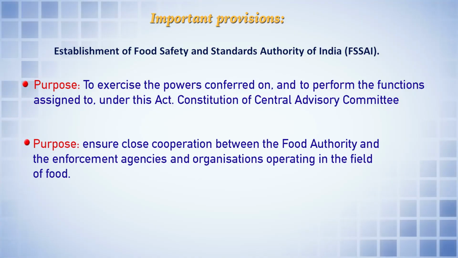Then the law also provided for the constitution of central advisory committees. The purpose and objective of the constitution of the central advisory committee is primarily to ensure close cooperation between the food authority, that is the Food Safety and Standards Authority, on the one side, and the enforcement agencies and organizations operating in the field of food. There are several regulatory authorities created under various laws, and the job of this committee is to work as a link between the Food Safety and Standards Authority of India and other regulatory authorities, so that synchronization is brought between these two institutions concerned.